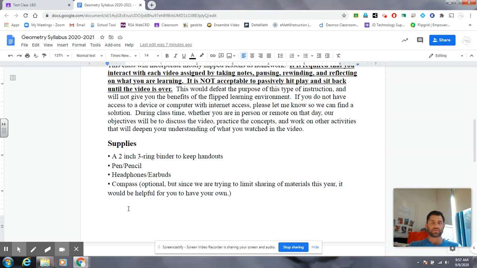So there's your supplies. A set of earbuds would be good. We have compasses in school. We have calculators, but obviously we're trying to limit sharing of devices and other materials this year. So if you can get your own compass, that would probably be great. You can go to Five Below and get one for a couple bucks. And if that's not something you can do, that's fine. If you can't get there, or if you just don't want to buy one, I can sign one out for you as well.